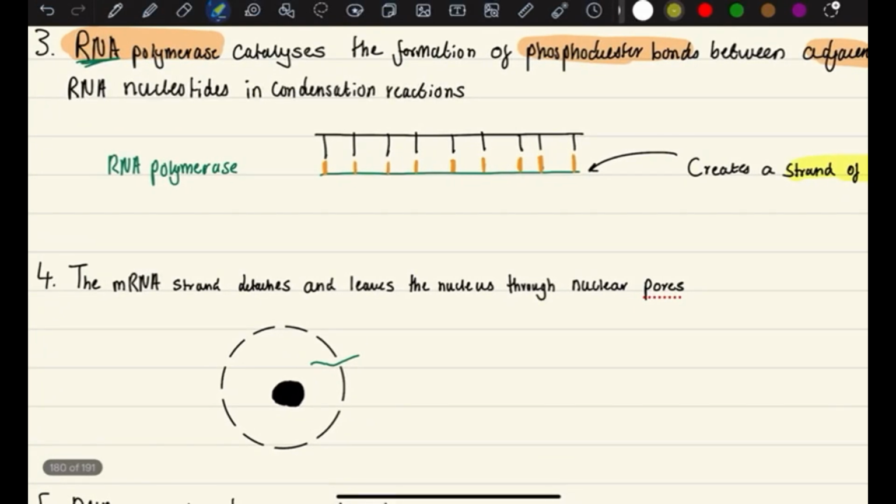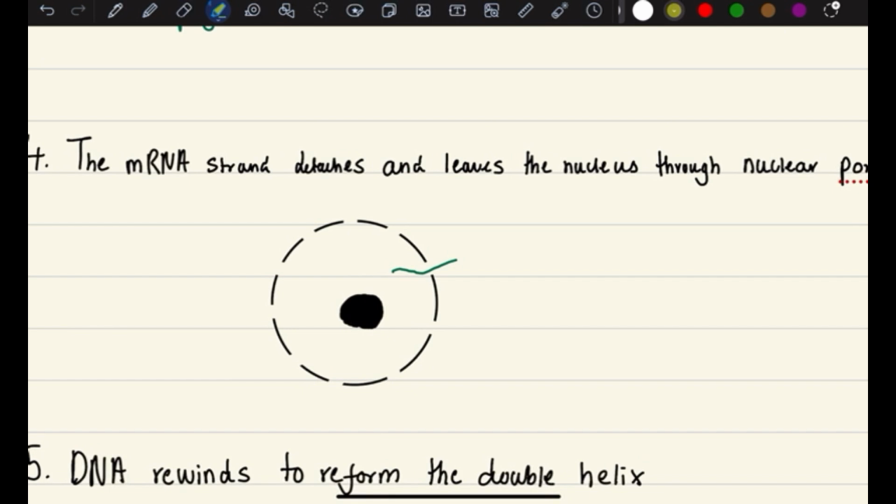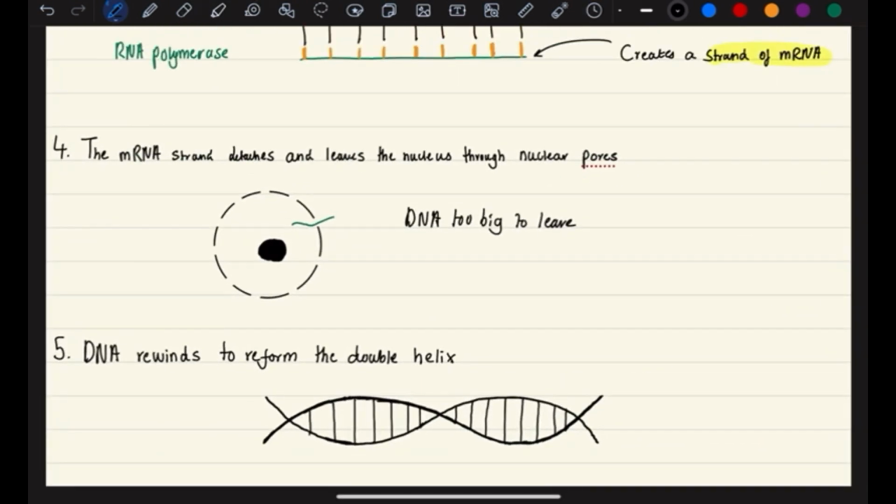Now that strand of mRNA is going to detach from the DNA, and then it leaves the nucleus through the nuclear pore. Again, we're going to get to this more when we talk about the cell structure, but these gaps are called nuclear pores, and that mRNA is going to just wiggle out of that. Another important point to mention is that DNA is too big to leave. That's why we need to go through this process of transcription, so that we can get a small enough, not really a copy, but a small enough part of the DNA out so that we can make our proteins. And then DNA is just going to rewind to form the double helix.